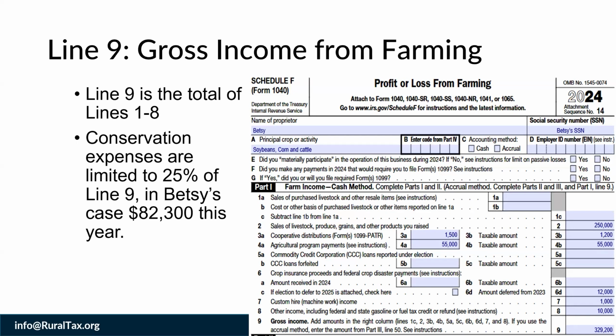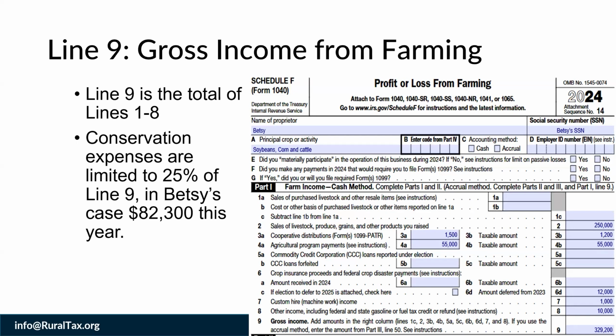What happens if Betsy spent $100,000 in soil and water conservation? In this particular year, she'd be able to deduct $82,300. She'd have to carry over the other part, the $17,700. That would carry over to 2025 in this particular situation, and then still be subject to the 25% rule in 2025. But we would be able to consume it.